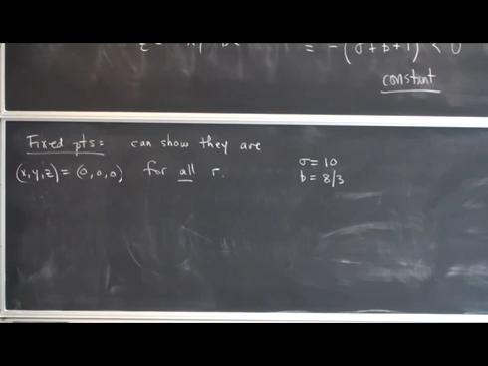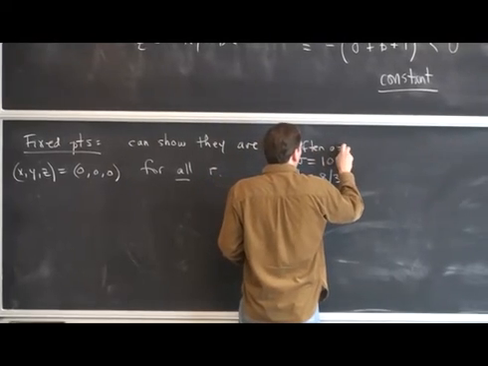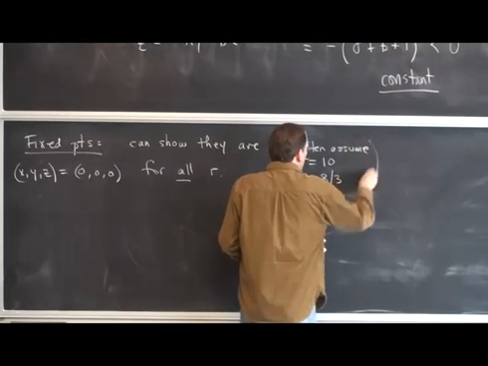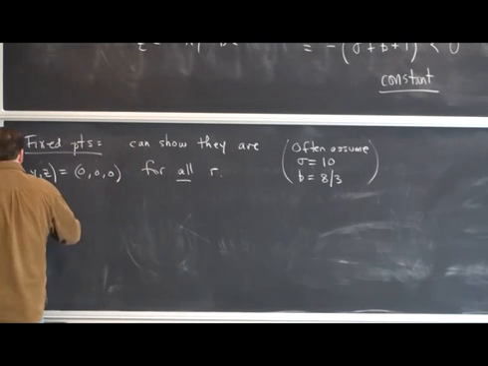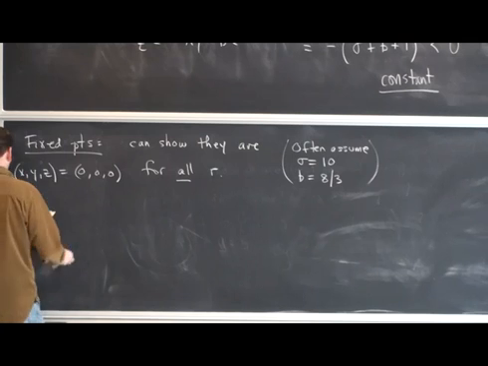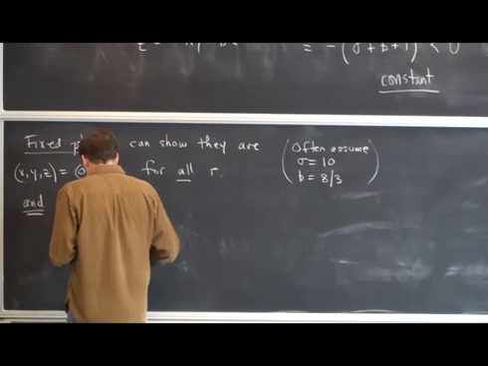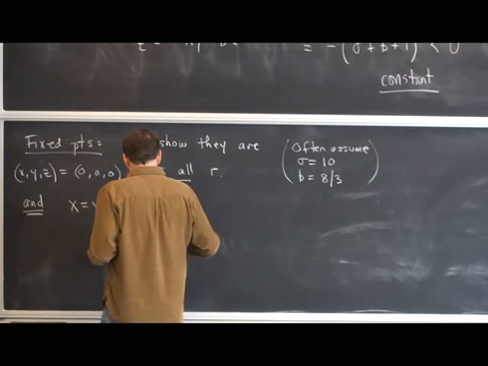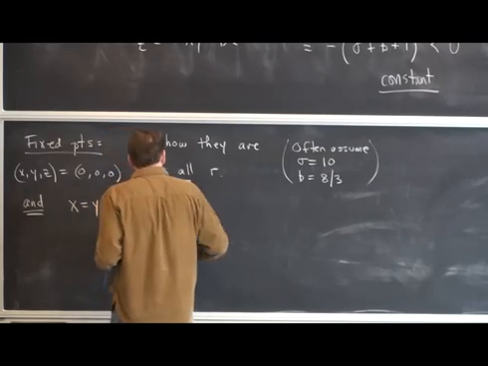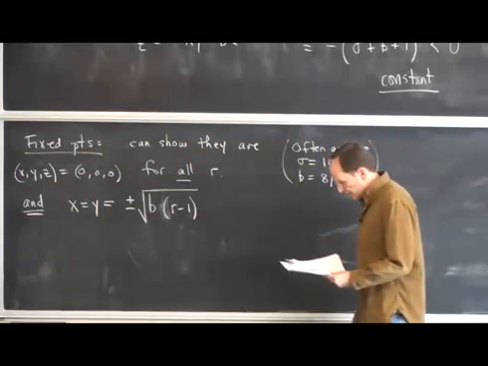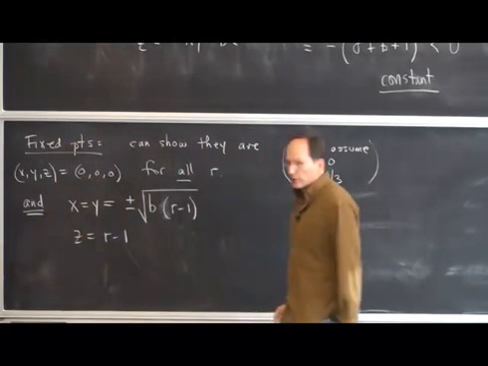Then, I'll just say over here, often assume this. So for now, we can think of it as general sigma and b. Anyway, there's that. And then we also have fixed points which are of the form x equals y, and both of them are equal to either plus or minus the square root of b times (r minus 1). And z would be r minus 1. So that's another fixed point that you can check exists.